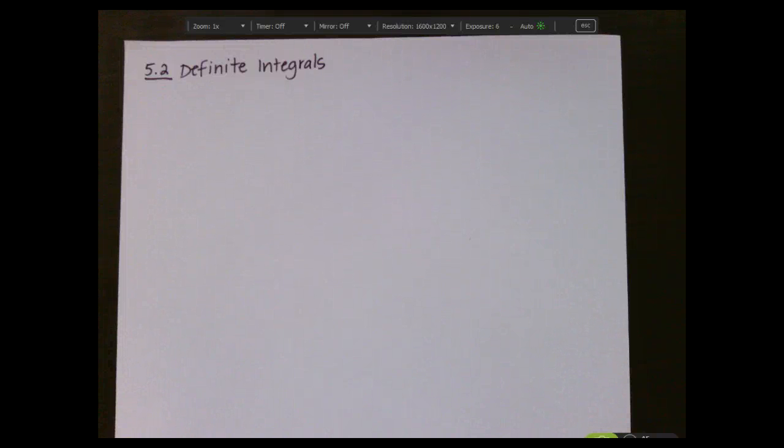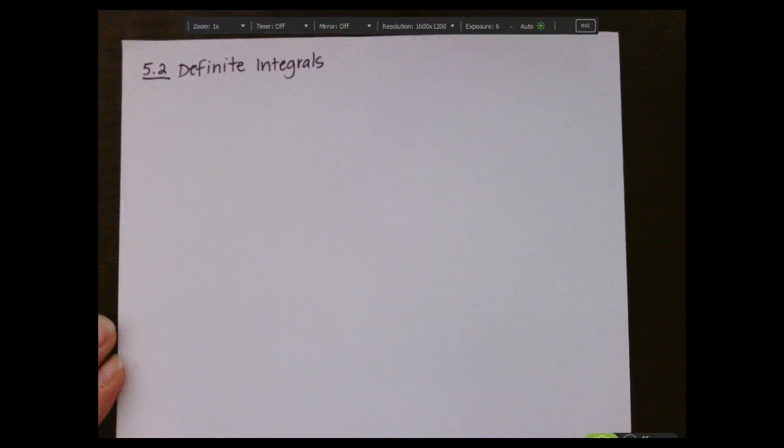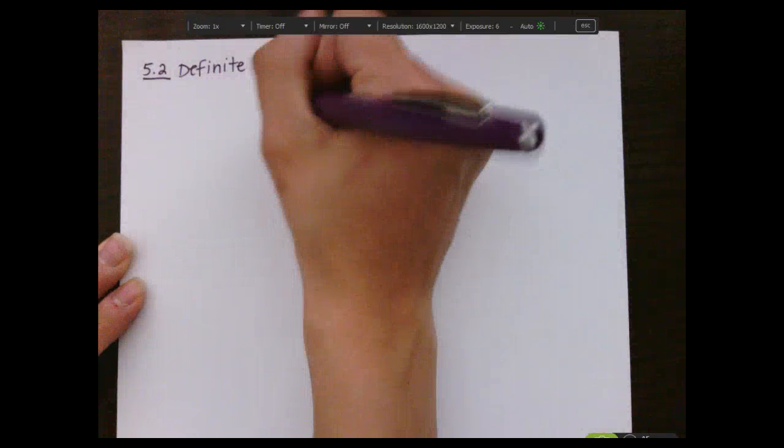This video will be about section 5.2, which is definite integrals. In section 5.1, as well as section 4.9, you had an introduction into what an indefinite integral represented and how to calculate one. That was the area under a curve, specifically a velocity curve bounded by the x-axis. And we use the antiderivative in order to evaluate an indefinite integral. So now what we're going to be looking at is the definite integral.